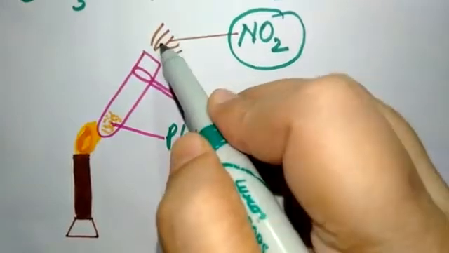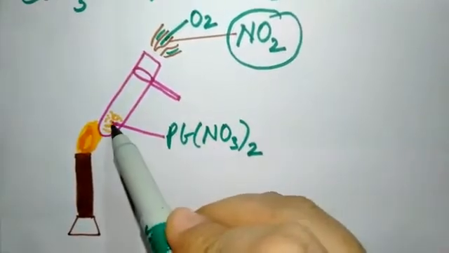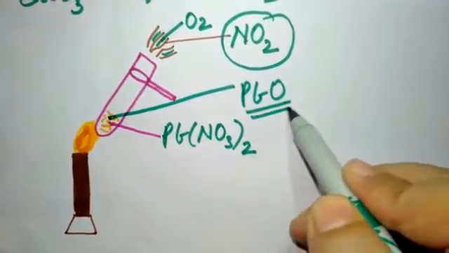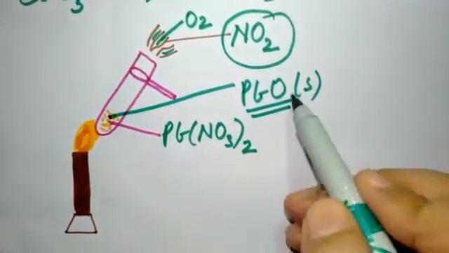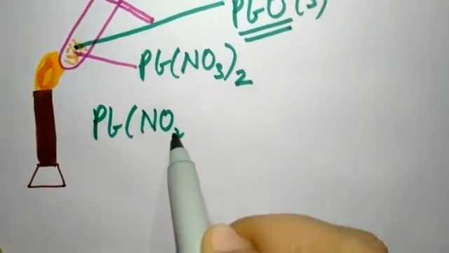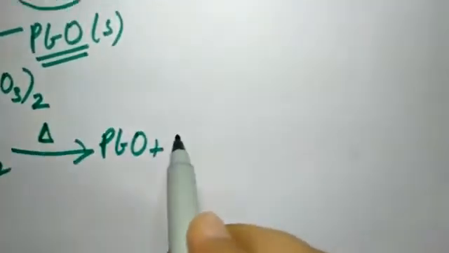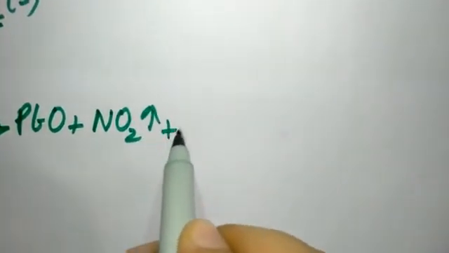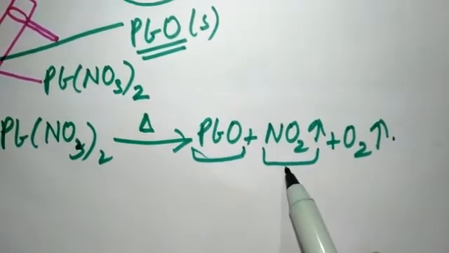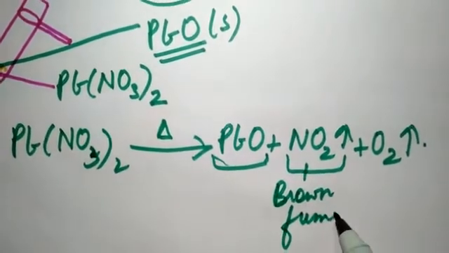One more gas is also evolved along with this, which is oxygen, a colorless gas, and the compound that is left after the reaction is lead oxide, which is yellow in color. The solid left afterwards is lead oxide. So the reaction is Pb(NO3)2, when heated, forms lead oxide plus nitrogen dioxide gas evolved plus oxygen gas evolved. Lead oxide is yellow, nitrogen dioxide is recognized by its brown fumes, and oxygen is a colorless gas.